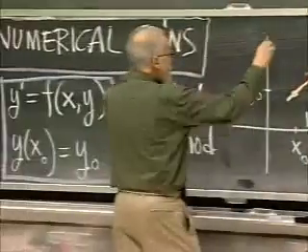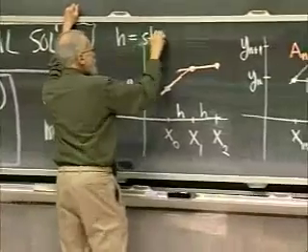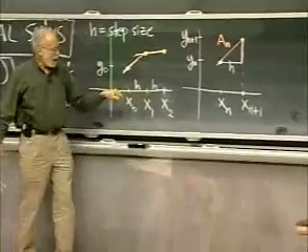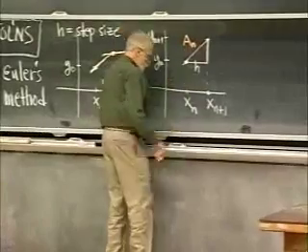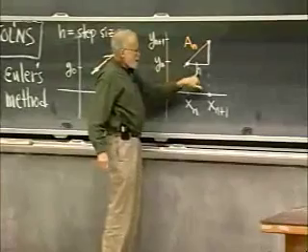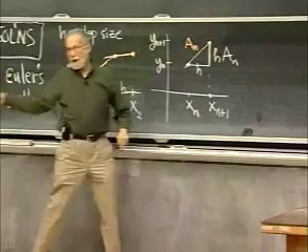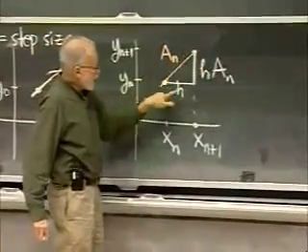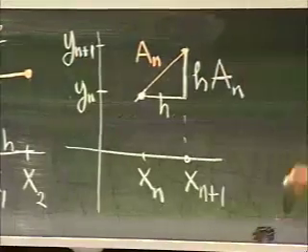H is the step size. Perhaps I better put that up so that you know the word. Step size. It means the step size on the x-axis, how far you have to go to get from each x to the next one. What's this? Well, if that slope is an, and this is h, then this must be h times an, the length of that side, in order that the ratio of the height to this width should be an. And that gives us the method.